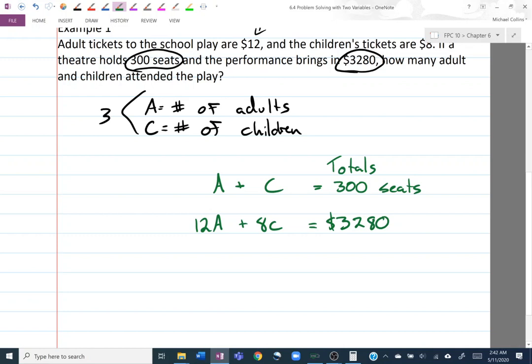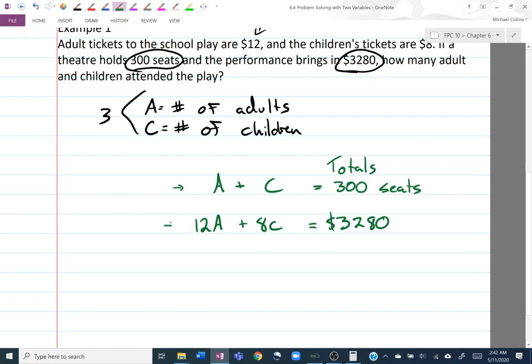And that will be my two linear relationships to make the system that I have to solve. Independently, if I just look at A plus C is equal to 300, that could be an infinite number of things. I could have one adult and 299 children, or I could have one child and 299 adults, or 150 adults and 150 children. All of those combinations would add up to 300.